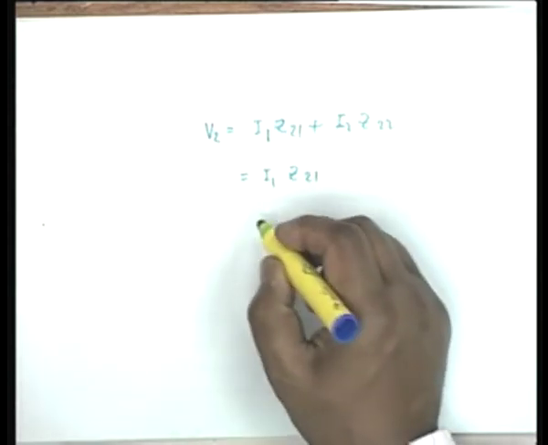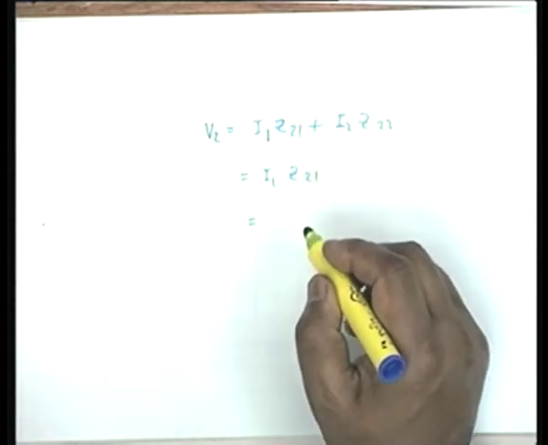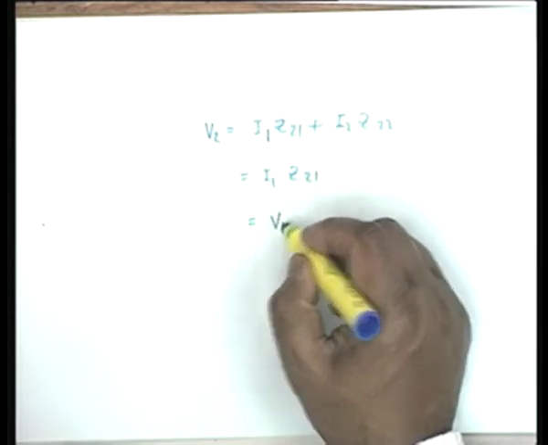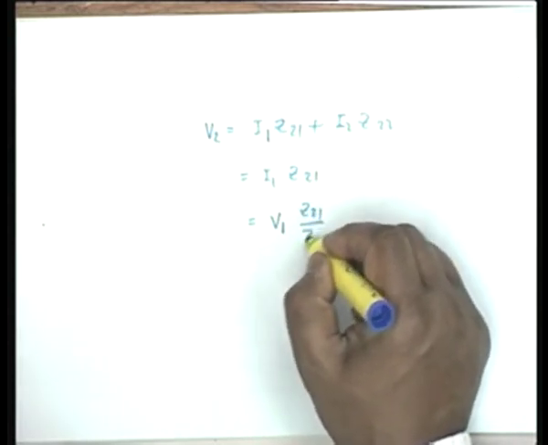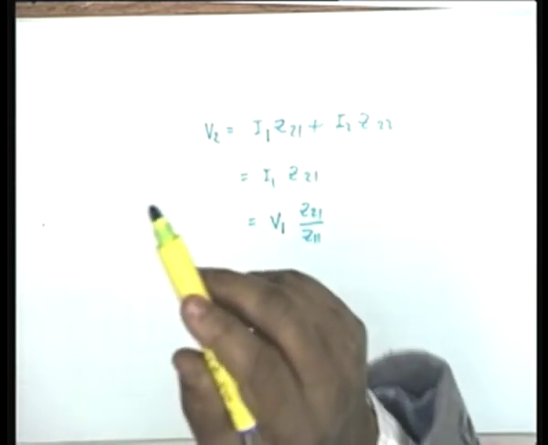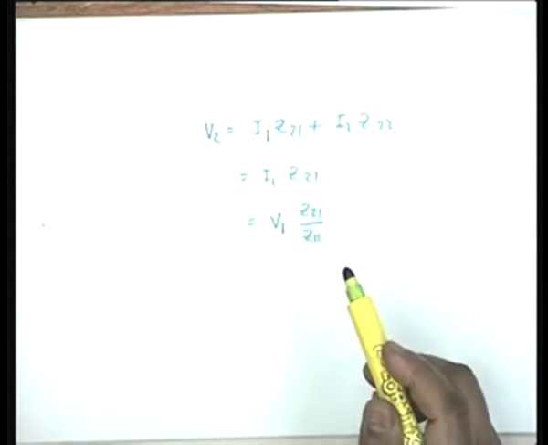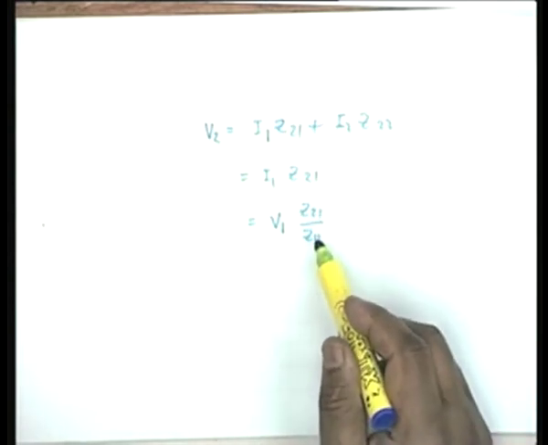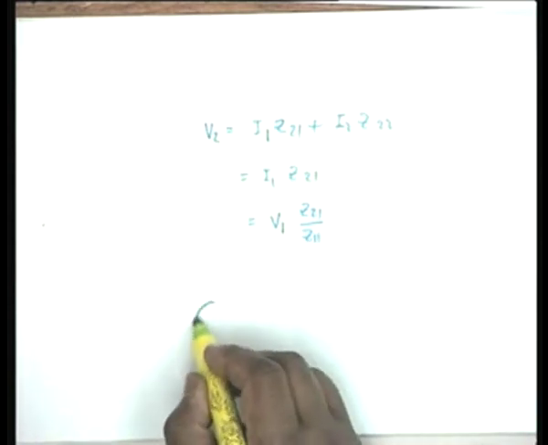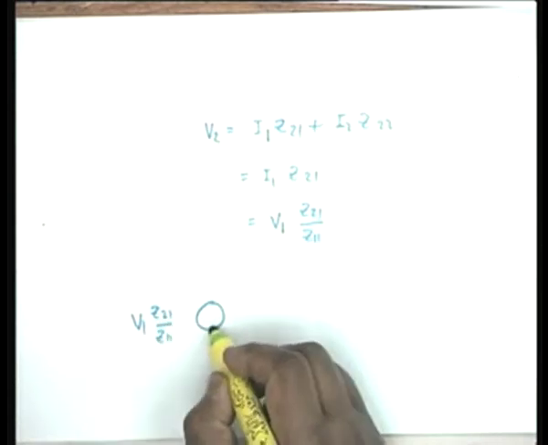Now what is I1? Under this condition, V1 by Z1, and therefore this is V1 Z21 by Z11. Is that clear? Is that what you said? No, you said something else. This is it, V1 Z21 by Z11. All right. Therefore, our equivalent voltage source would have been V1 Z21 by Z11.